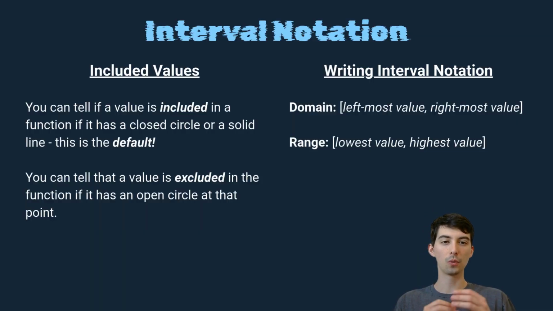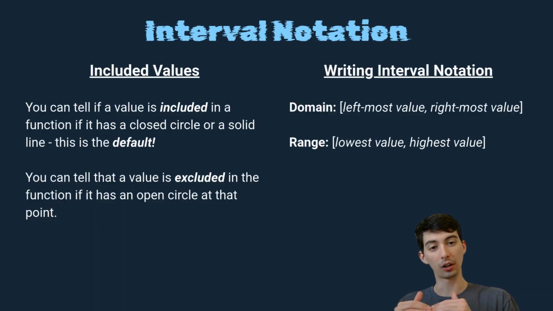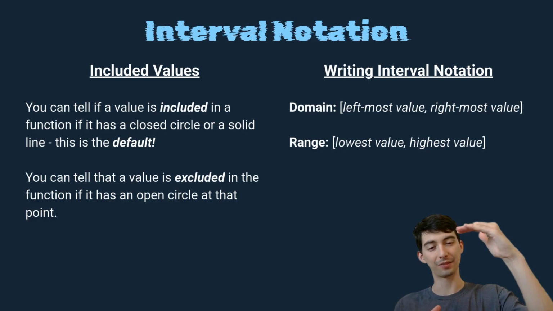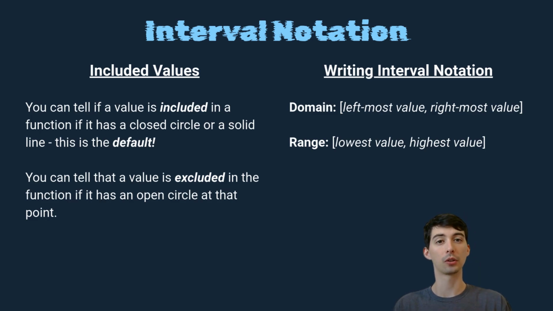And so when we write an interval notation, we're defaulting to these squared brackets. Our domain, we're going to write our leftmost value, comma, our rightmost value. Range is going to be the same thing. We're going to write our lowest value, comma, our highest value of the function. And again, we're going to always use those squared brackets unless we're otherwise told with an open circle that the value is excluded. And then we'll switch that value's bracket for a parentheses.